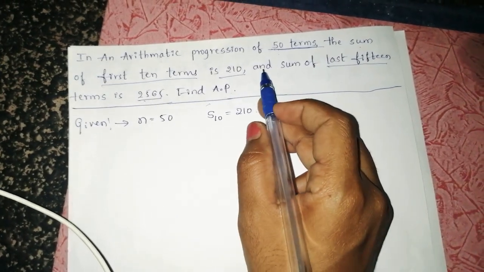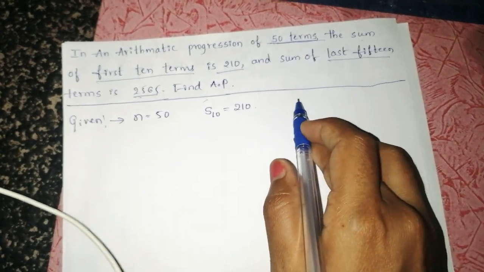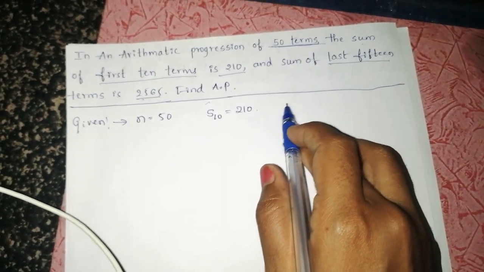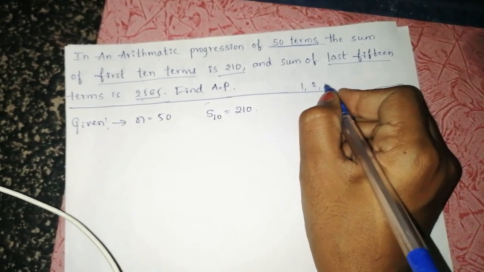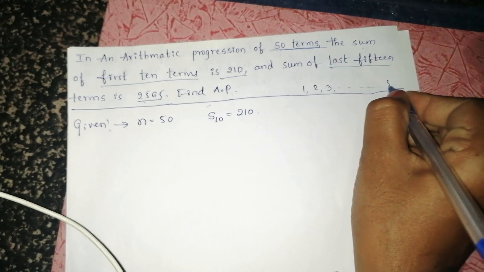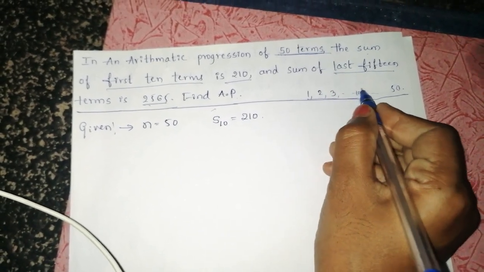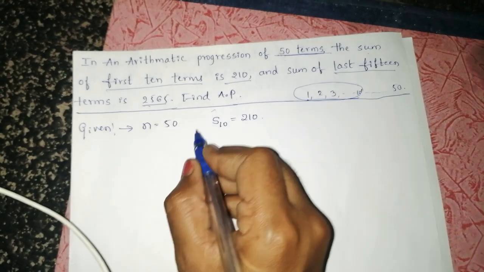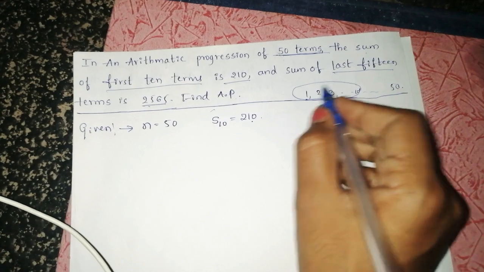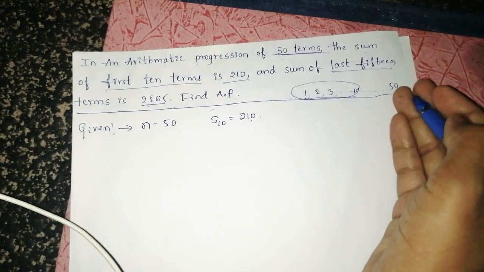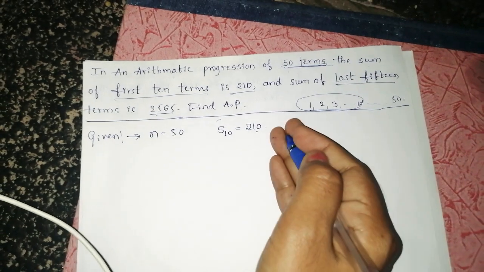And also they have taken the sum of the last 15 terms. See, there are totally 50 terms, from the first term, second term, third term, and so on to the 50th term. They have given the starting 10 terms sum, that is 210, and also they have given the sum of the last 15. Last 15 means 50th term, 49th term, 48th term. So those are the last 15 terms.